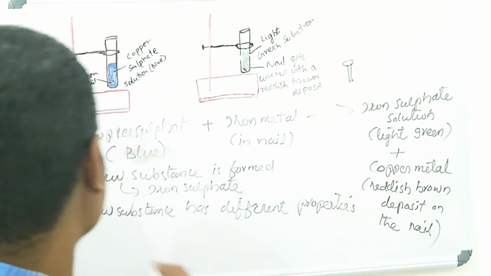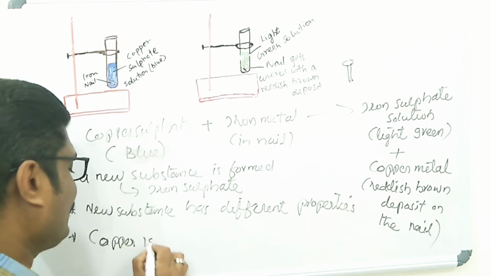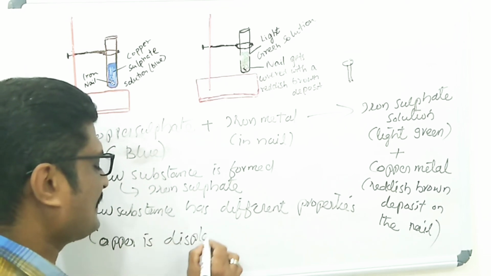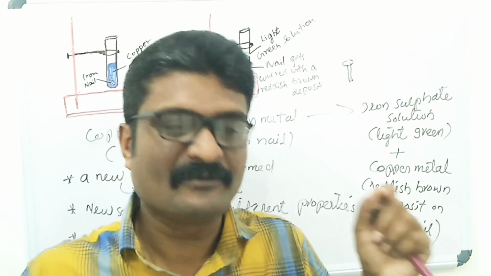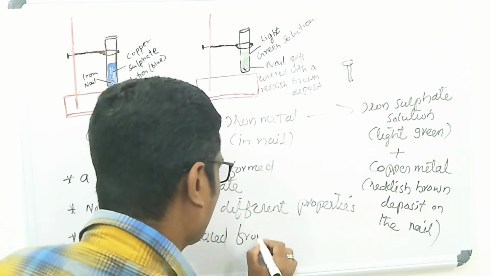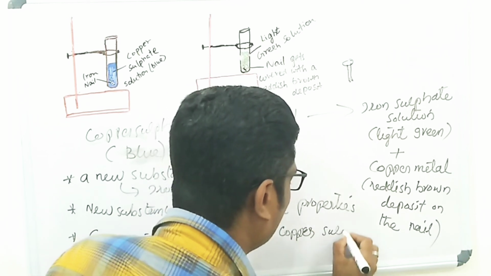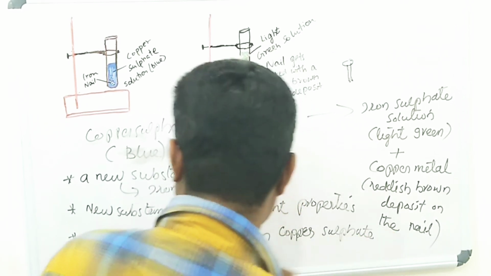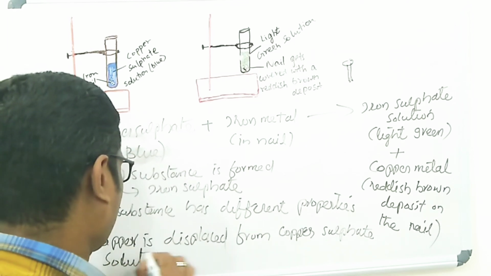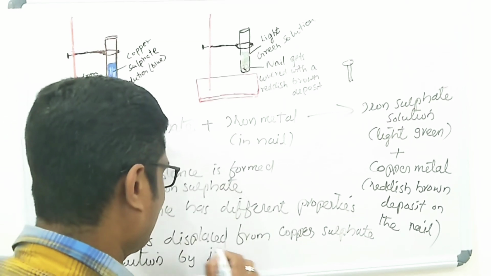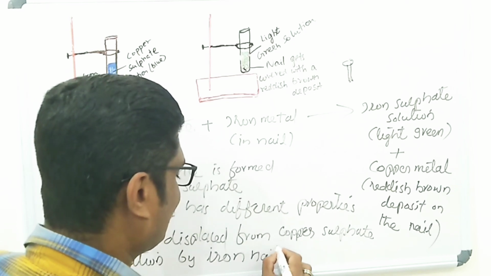And the next very important point: copper is displaced from copper sulfate solution by the iron nail.